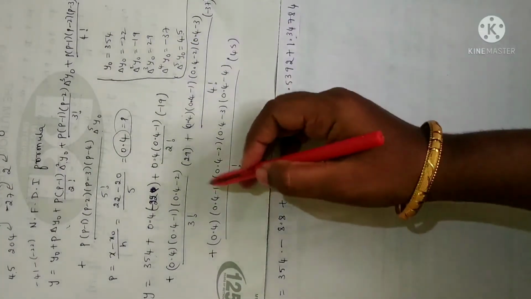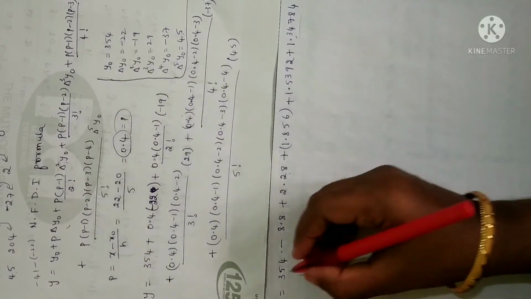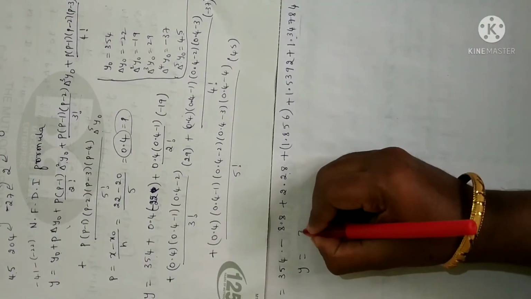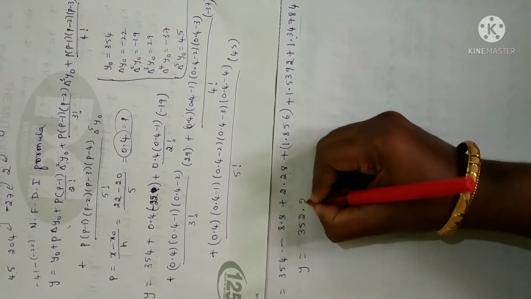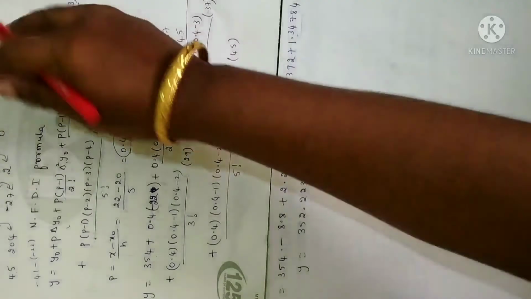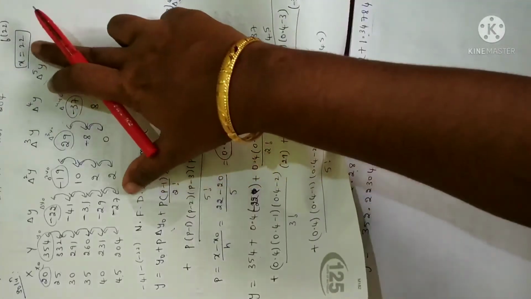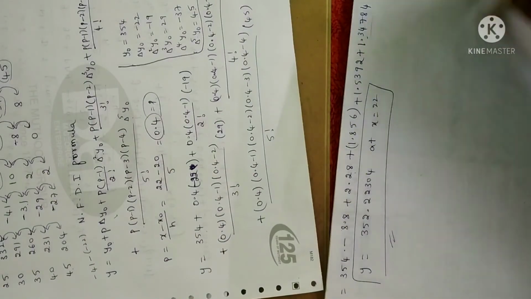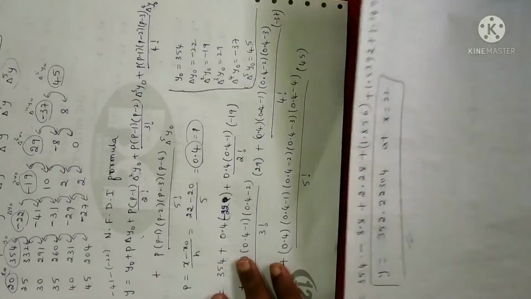So similarly simplify all these terms, you will get this. So the required value of y after simplifying all these values you will get 352.22304 at x is equal to, what is the value of x in this problem? 22. So this is the required solution.